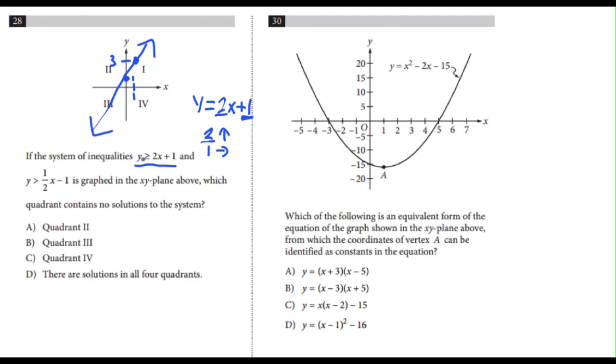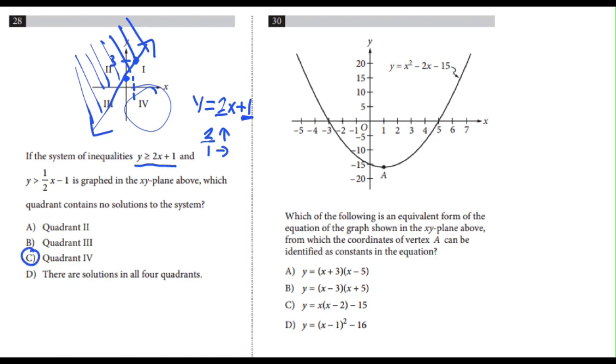And since what we have is an inequality and not an equation, we have that y is greater than or equal to 2x plus 1. The fact that it's greater than or equal to, the equal to part, means that we have a solid line. The greater than part means that we need to shade above. And as soon as we graph this portion, we can tell that there's no solution within this first graph that I graphed in quadrant 4. So the answer here will be C, quadrant 4.